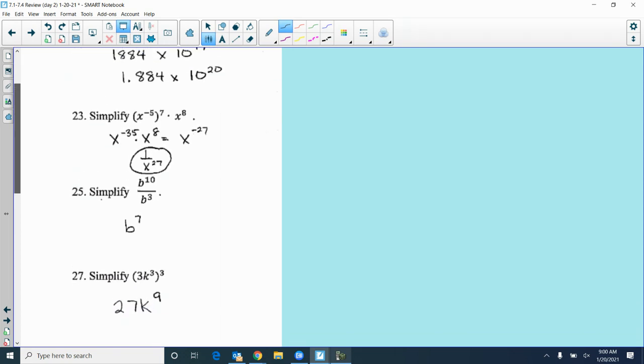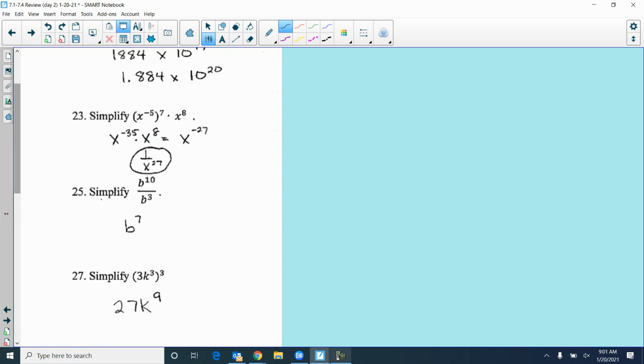27, I agree, 27. And this is where a lot of you left this as 3 cubed. Make sure it's 27k to the 9th. All right, 29. Hanan, what do you got for that one? x to the third minus 6. Like that? All right. Zach Wallace, what do you got for 31? 27p cubed over q to the 21st. Did I write that right?